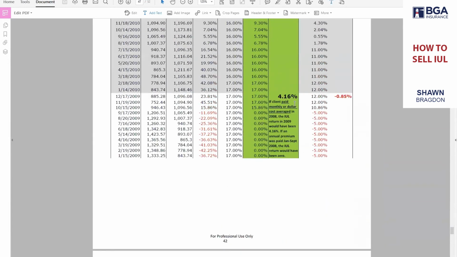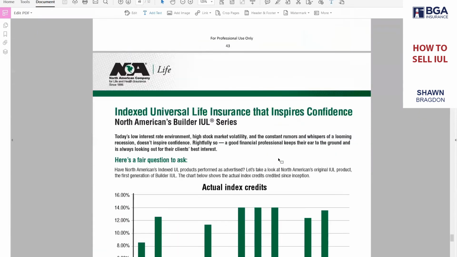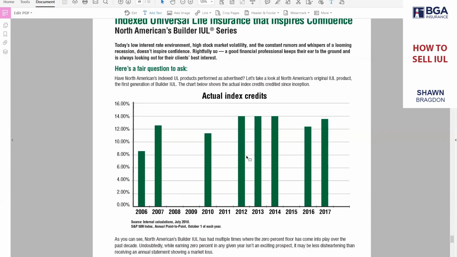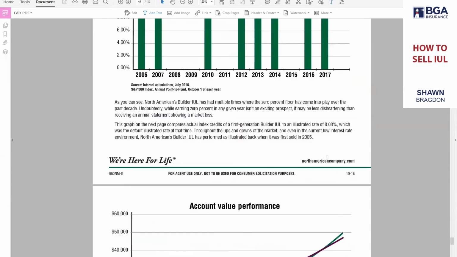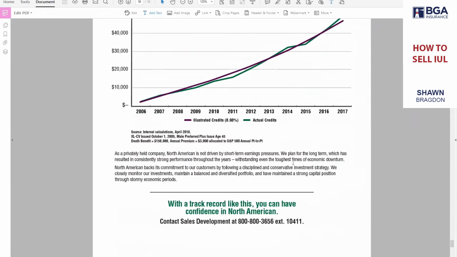And this is a nice example of why you want to pay monthly. Had you paid an annual premium in any of those months, you would have got a 0. If you paid monthly, you got a 4.16% return. Another carrier showing the actual returns on their policies. This shows in 2006 in the purple line, they illustrated the product at 8.08%. The green line is what it actually did. So it's actually outperforming 8.08%.